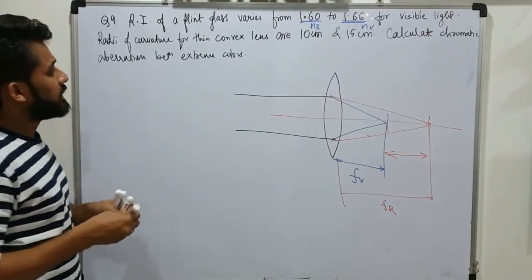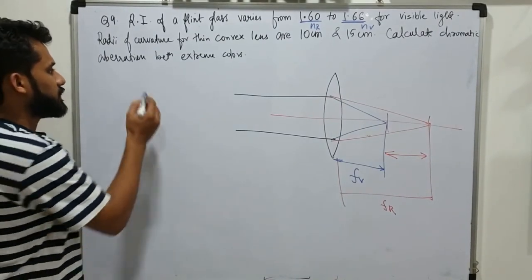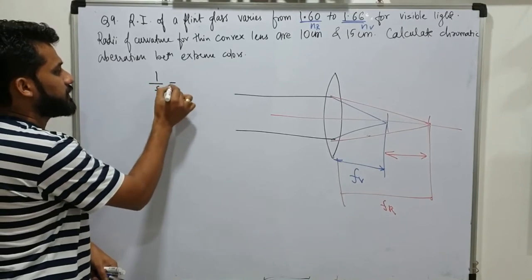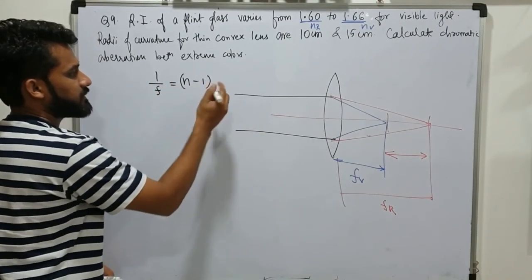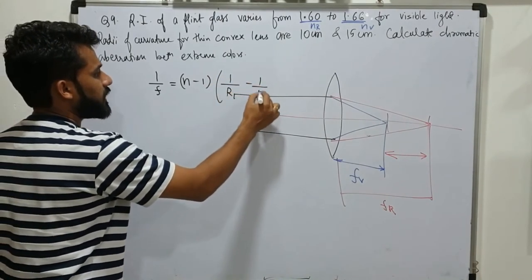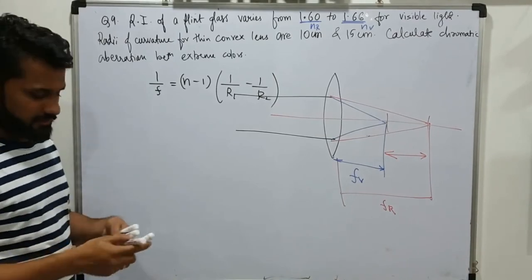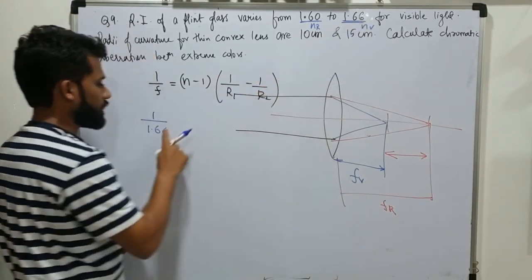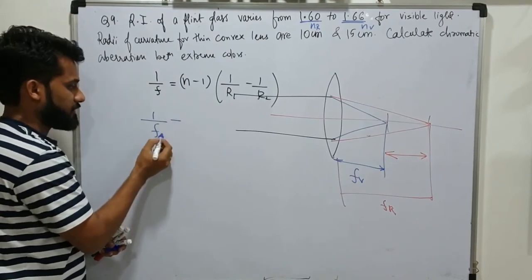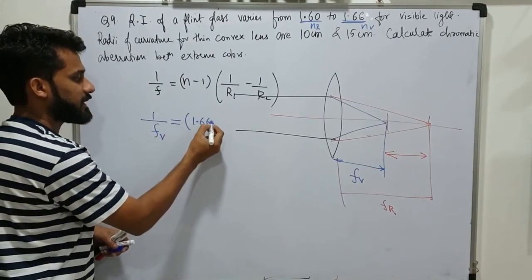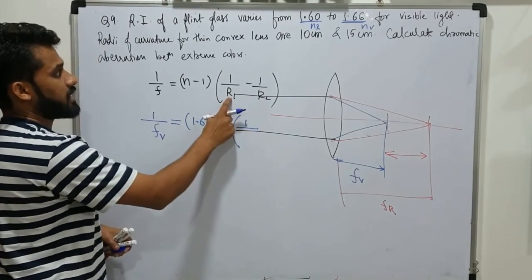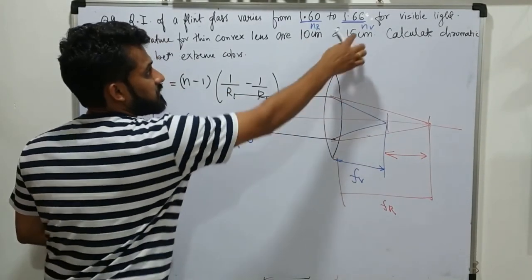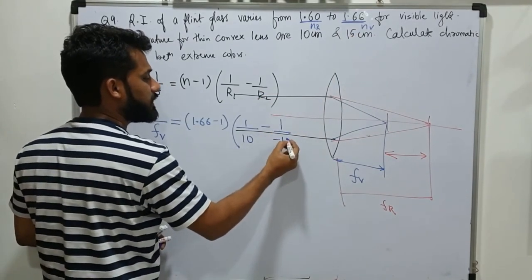So let us use the lens maker's equation. The lens maker's equation is 1 by f equals n minus 1, where n is the refractive index of the medium, times 1 by r1 minus 1 by r2. We will use this formula for two different colors. First, for violet color, where the refractive index is 1.66: 1 upon f violet is equal to 1.66 minus 1 times 1 upon r1, the first radius of curvature, which is 10, minus 1 upon the second radius of curvature, which is 15, but using sign conventions it becomes 1 upon minus 15.